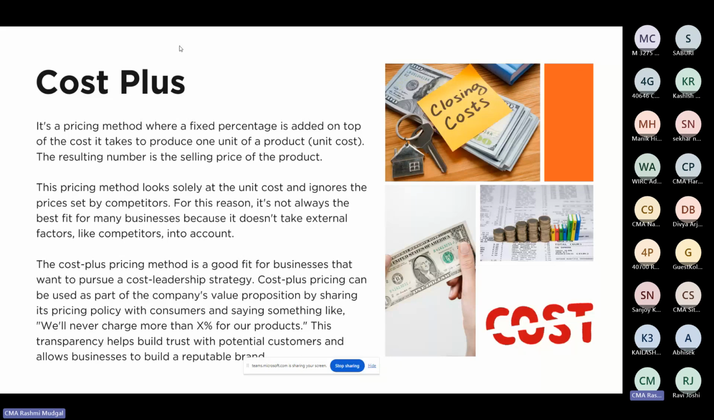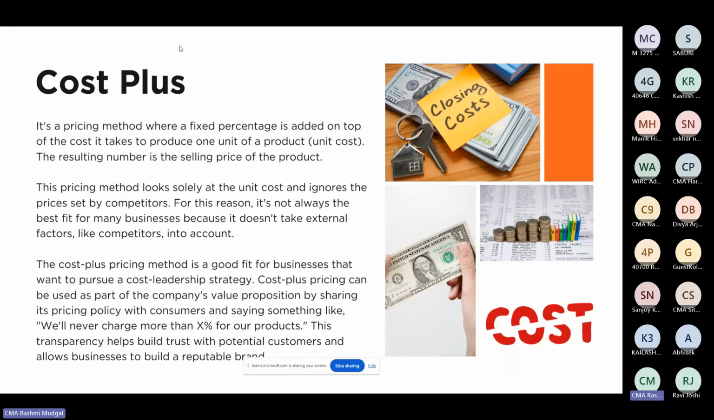The cost plus pricing method is a good fit for businesses that want to pursue a cost leadership strategy. They know that their cost is lowest. They have a leadership that no one can produce goods lower than us, because we have the technology, the copyrights, the trademark. If someone wants to make the same product, they need to buy the trademark from us, and their cost will increase. The vendors are with us, we are making in very bulk quantity, so the cost of production goes down.